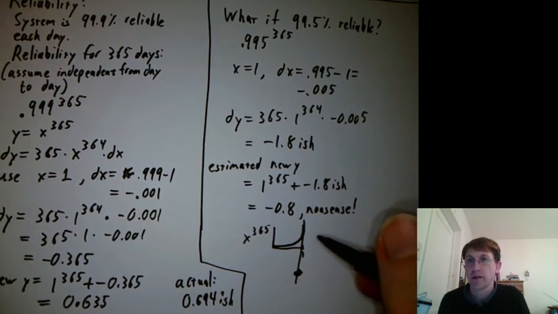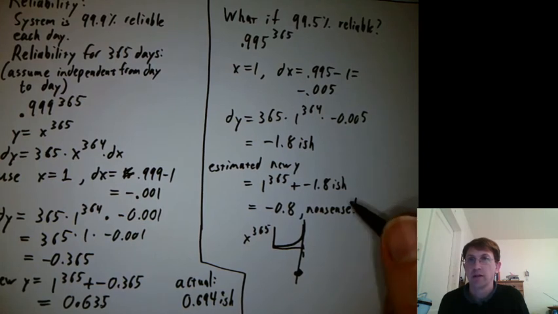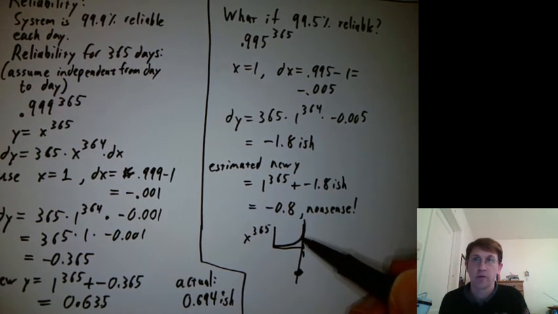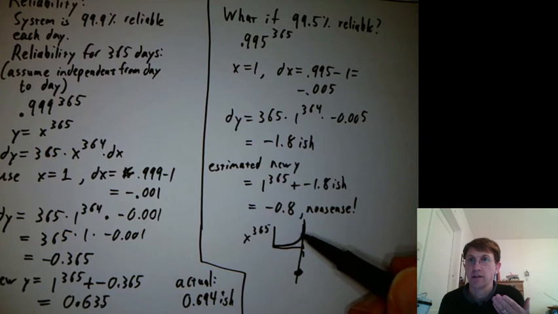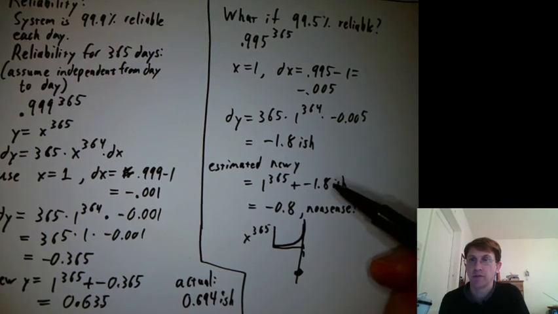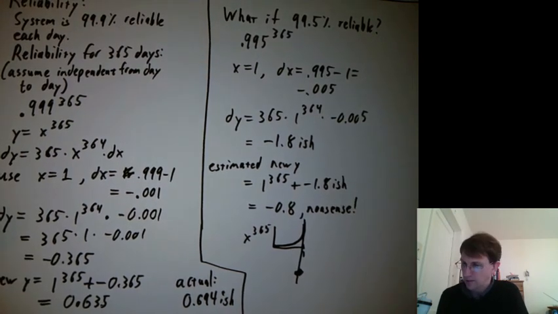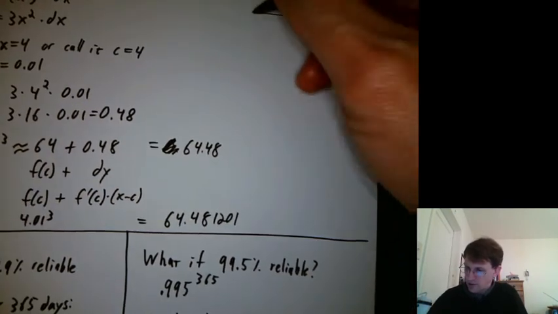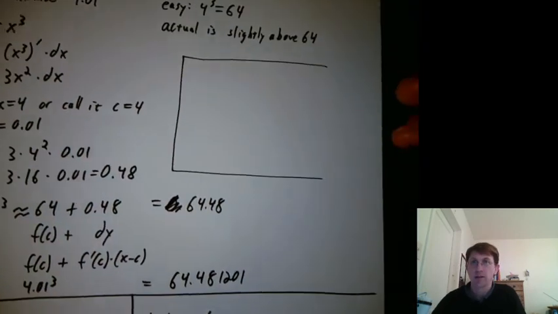So differentials are great as long as you're using them with small delta x's. And what does small mean? Well, it depends on how quickly the function is changing. And here the function was changing just so quickly that even a 0.005 delta x was too big to give us reasonable answers. Up here, I wanted to mention another way we could have done this.